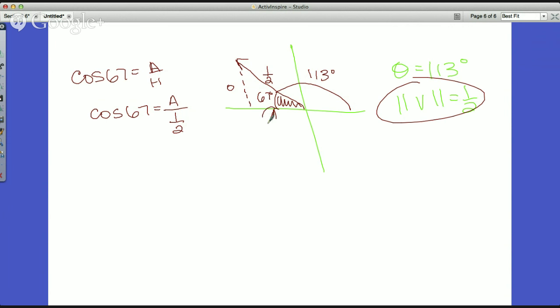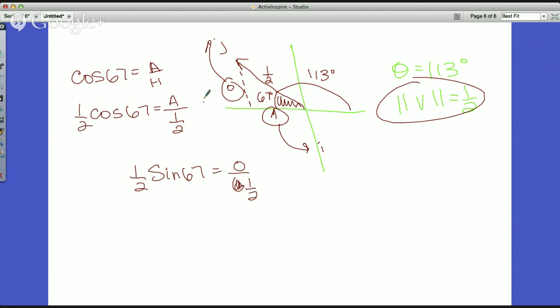Because that's going to help me find what the A is, which is in terms of I, right? And the O will be in terms of J, okay? I do the same thing with sine. Sine of 67 equals opposite over hypotenuse. This would be 1/2, right? So I'm solving for the O, which will get me what my J is. So how do I get 1/2 out of there? Multiply by 1/2 on both sides?